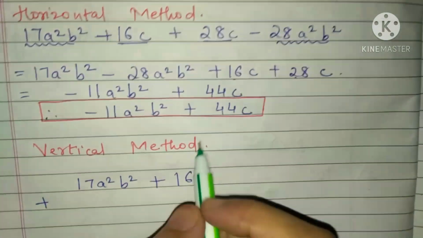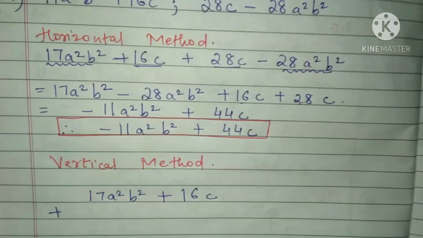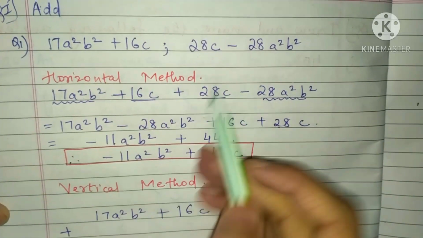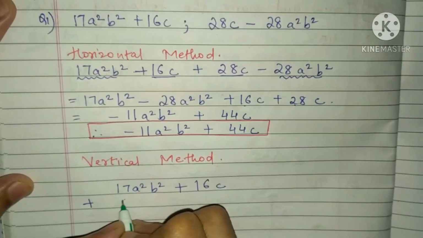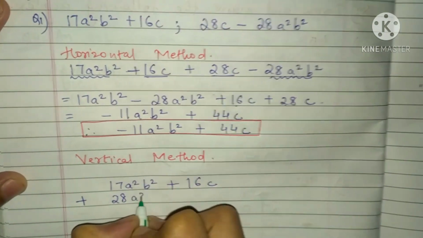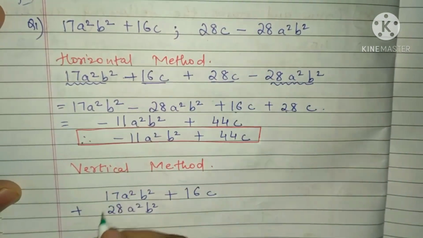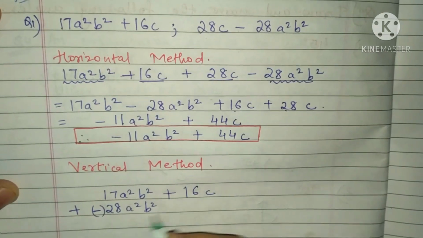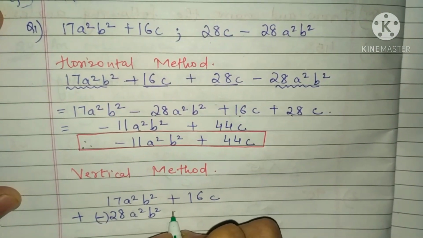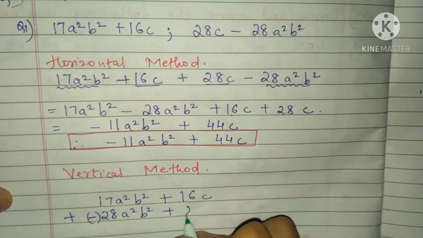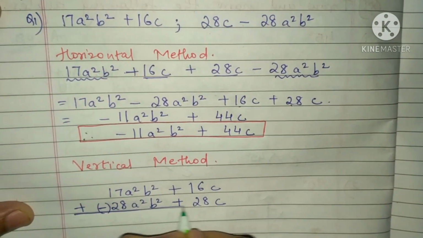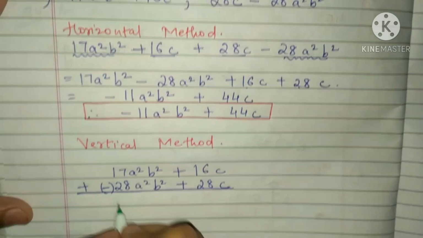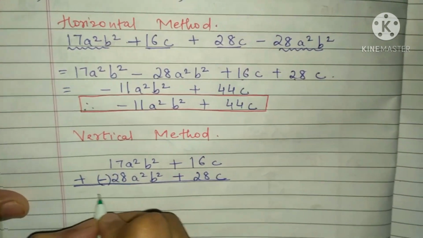Then the second expression is what? The second expression is 28c minus 28a square b square. Like terms you have to write in the proper place. 28a square b square has a minus sign with it, so I have written minus also with 28a square b square. Now, plus minus is what?